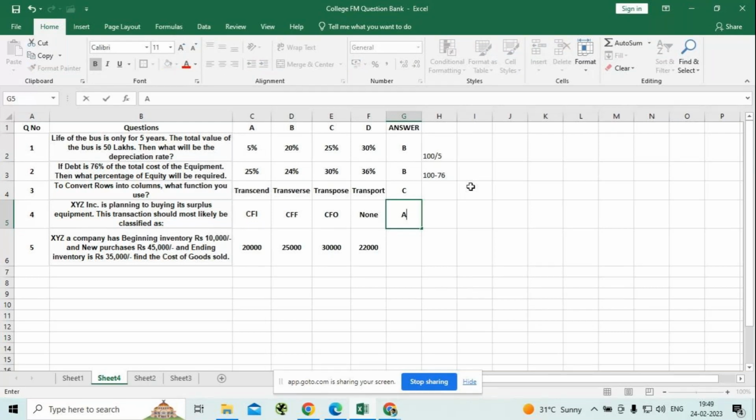Good. The next one is 20,000, sir, A. What could be the reason? Sir, because the cost of goods sold formula is opening stock plus purchases minus closing stock. So 10,000 plus 45,000 minus 35,000, which gives you 20,000. The answer is A. Okay.